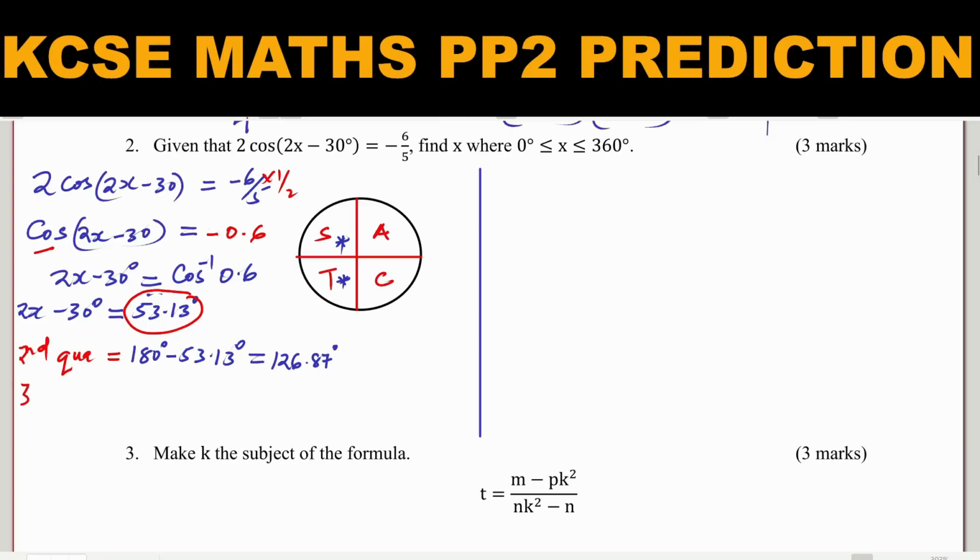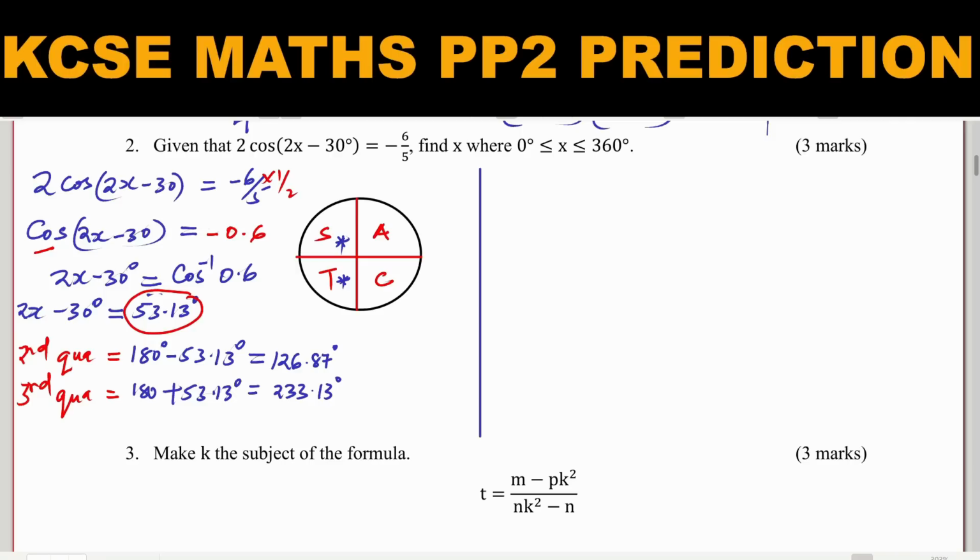In the third quadrant, where we found the cosine will be negative, we take 180 and add that acute angle, 53.13 degrees. This will give 233.13 degrees. Now, those are the two angles.